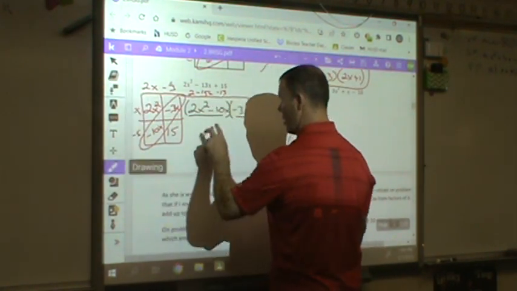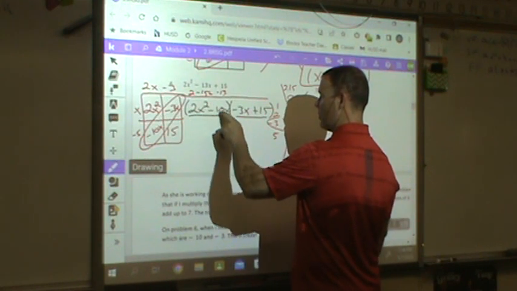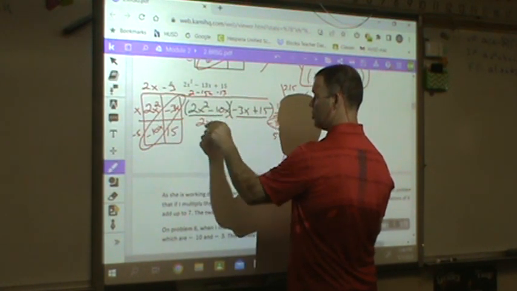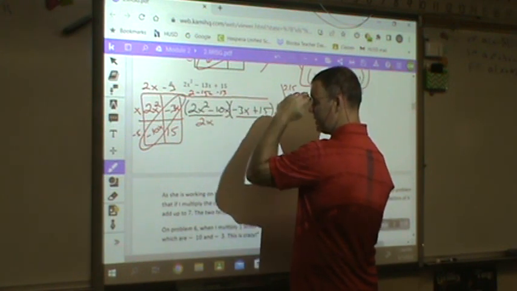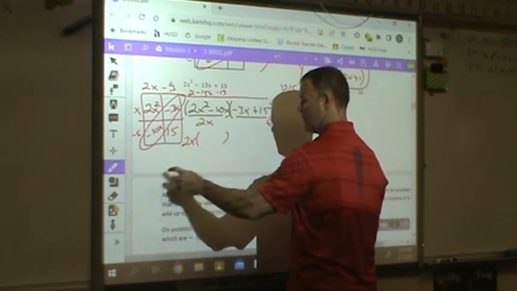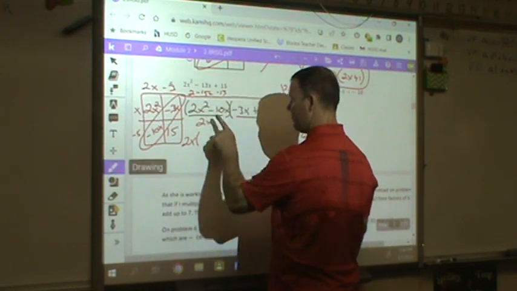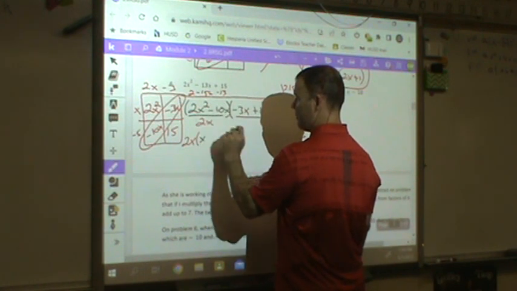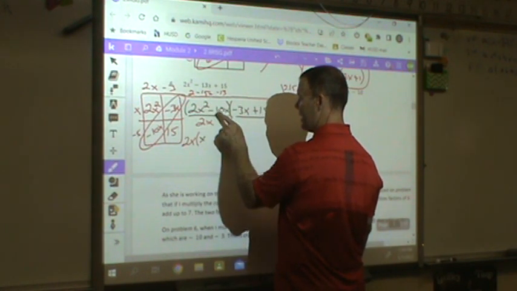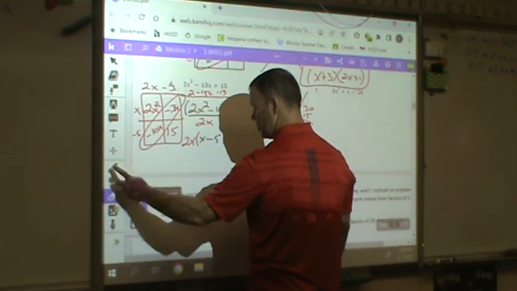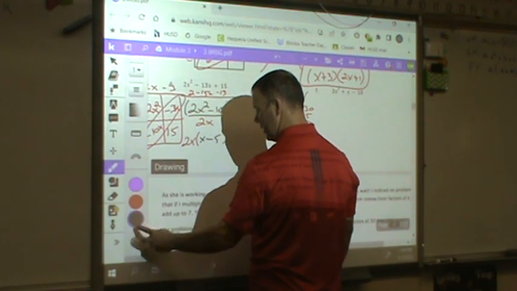So what is the greatest common factor of 2x squared minus 10x? It should be 2 and x, right? That should be the greatest. 2 will go into 2 and 2 will go into 10. So let's do that one first. So 2x. What's left? Well, 2x squared divided by 2x is x. 10 divided by 2 is 5, but a negative divided by a positive is negative. So x minus 5.